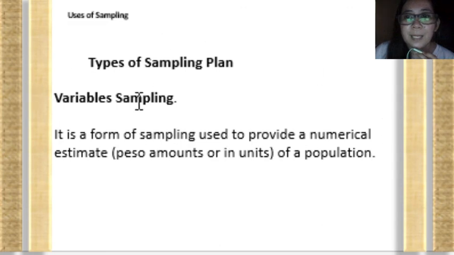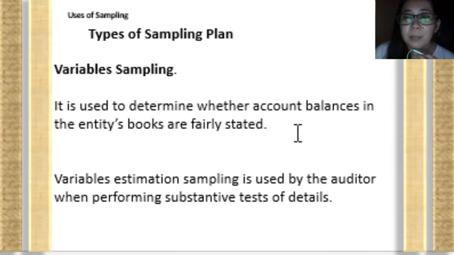Okay, the second type of sampling plan is variable sampling. In this type of sampling plan, this is a form of sampling used to provide a numerical estimate. So in this case, variables, the auditor will focus on the peso amounts or the number of units of the population. Whereas in attribute sampling, he is concerned about the qualitative characteristics of the item. Normally, this is to determine whether the account balance is fairly stated.